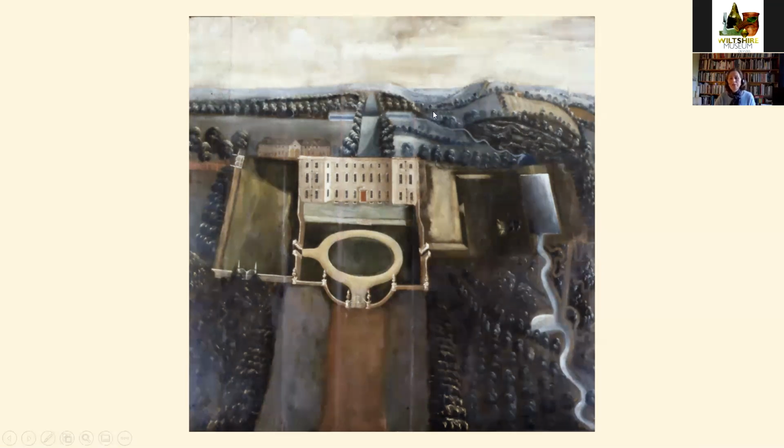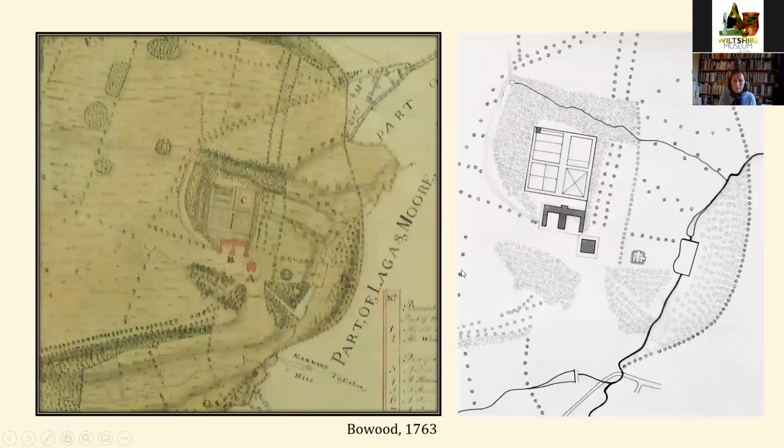However, we have to bear in mind that what people want to show us in their paintings of their wonderful houses and landscapes is not always what was there. And this does also apply to maps as well, sometimes. This is an estate map of Bowood in 1763. And because it's not always easy to see all the detail on this map, I have drawn a diagram of it here. And this is the house, and these are the stables here.